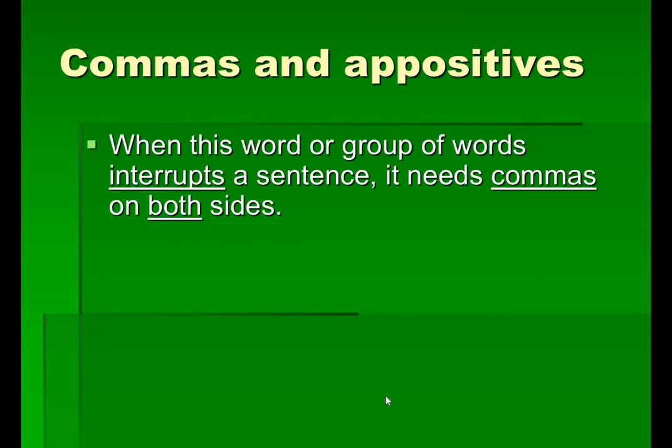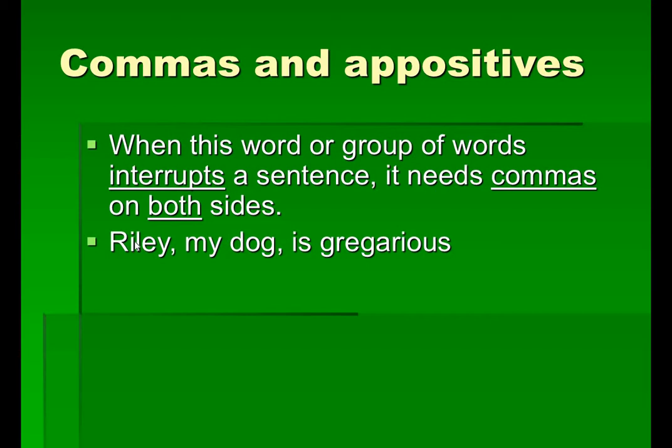Commas and appositives. When this word or group of words interrupts a sentence, it needs a comma on both sides. So that's sentence pattern 5. Sentence, comma, interrupter, comma, end. Riley, comma, my dog, comma, is gregarious. So when we have this appositive phrase, my dog, that describes or informs us about Riley, it clarifies who Riley is. We set it off in commas on either side.